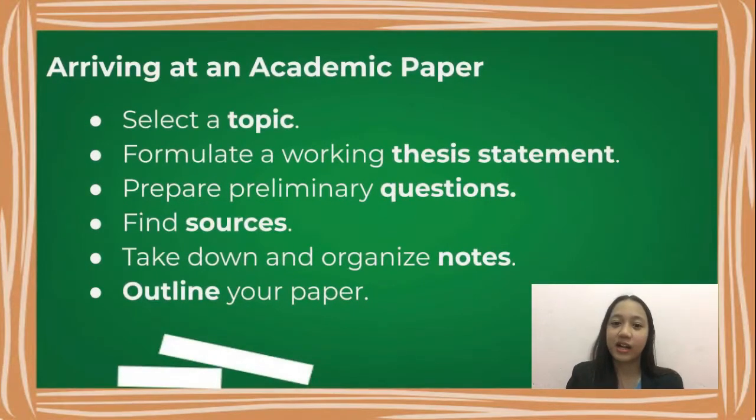So now let us talk about how to arrive at a good academic paper, since mostly students are having a hard time doing it. So in arriving at an academic paper, first and foremost, select a topic. In selecting a topic, you really need to be careful. Choose a topic that you are interested in. This makes the process more relevant if you care about your topic. Also, it is important because this will serve as your direction, your guide on what to put in your paper.